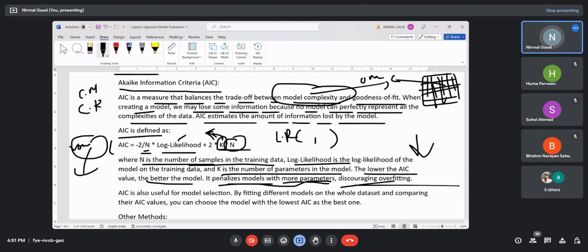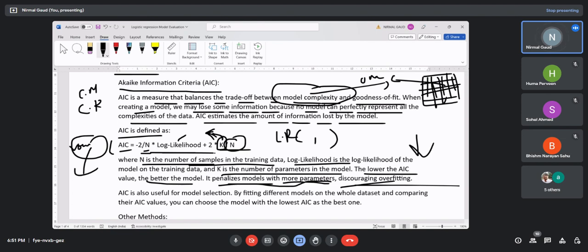So AIC is something which we use to measure information loss. With high information loss, your model is not going to behave well, and with less information loss, your model is working well. Here is the formula for AIC.